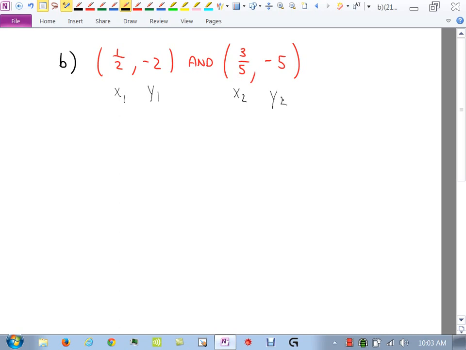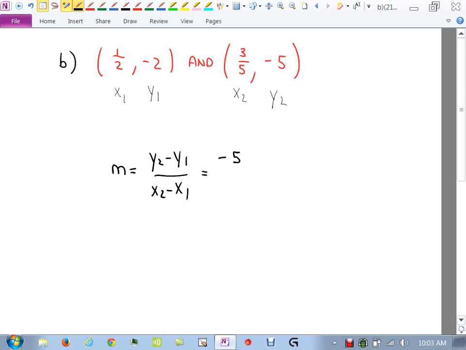I first label my points. And then I come in here and I say, I want to find the slope, so I'll call it m. By the definition of m, it's y2 minus y1 over x2 minus x1, which is... okay, what's y2?